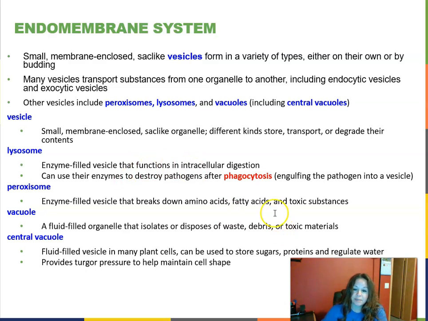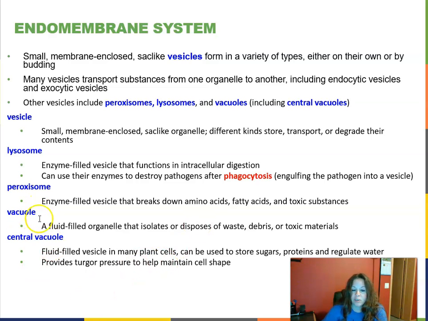That whole process we'll get to a little bit more in our next section. It's called phagocytosis, and it's basically engulfing something if you're a single-celled organism, or it's how our very own white blood cells engulf things like pathogens within our own tissues. Peroxisomes are enzyme-filled vesicles that can break down things like amino acids, which make up proteins, fatty acids, which make up lipids and other toxic substances.